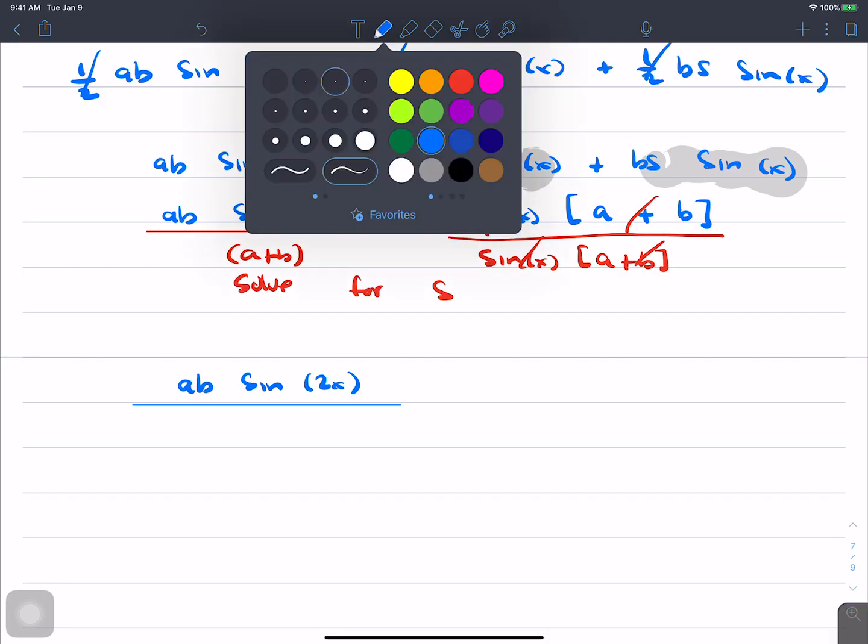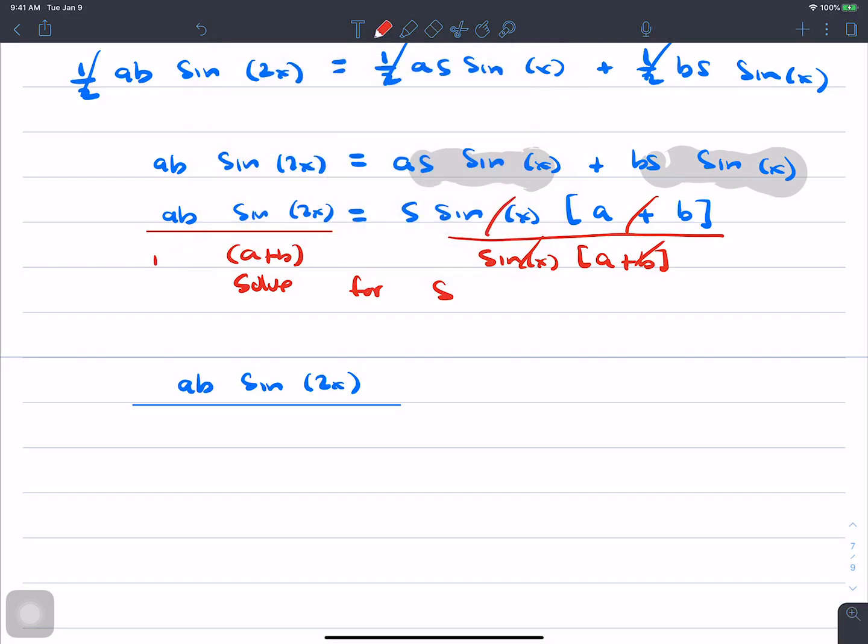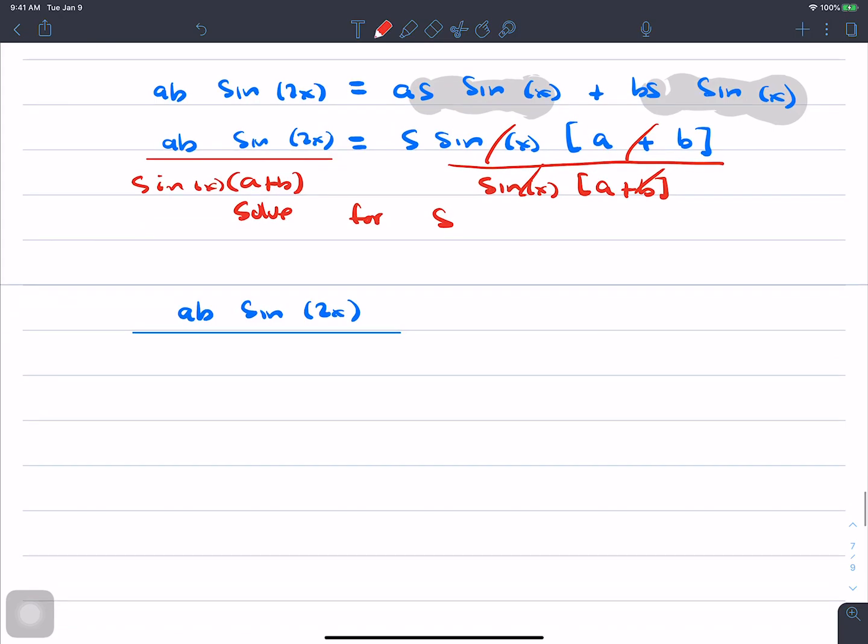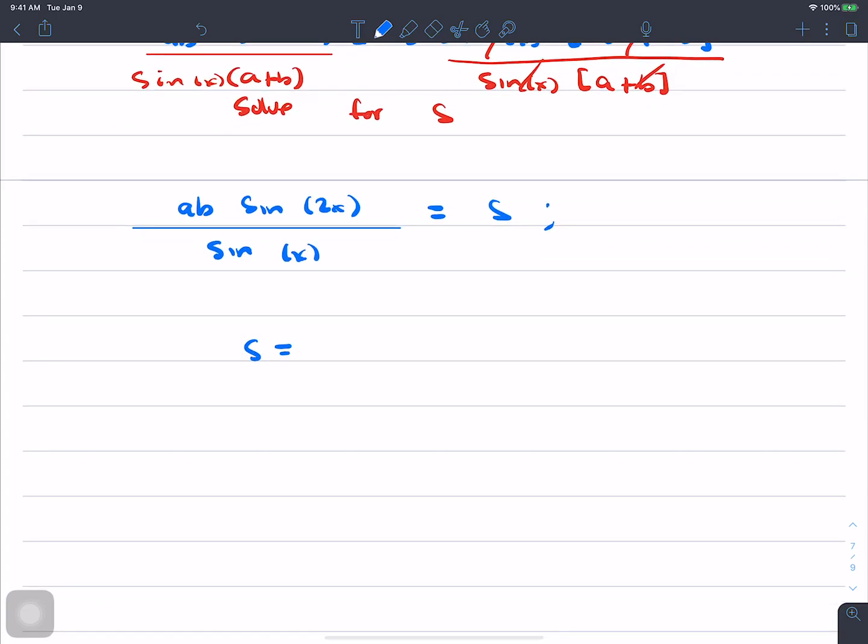All right. Okay. So let's see what we have. Sine of x, and that's S. You know, I like having S on the left. So now I have AB sine 2x over sine x. All right, we're almost done.